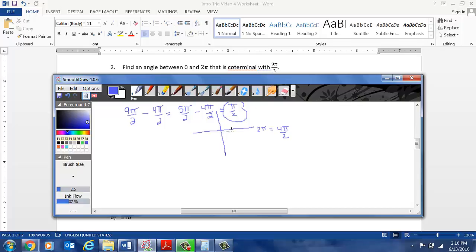So again, 9 pi over 2 would start here. And I see it actually went around twice, right? I subtracted 2 pi twice. It was this angle. So then to come up with the coterminal angle that was within one revolution, I subtract 2 pi twice, which gave me pi over 2. So pi over 2 is the answer there.